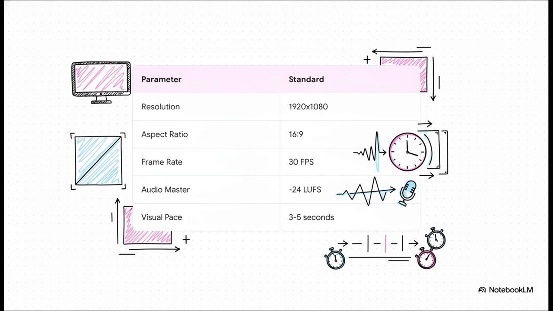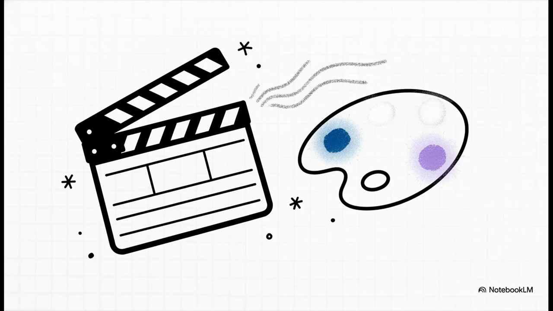On top of that, we maintain a visual pace where the image transitions happen every 3 to 5 seconds. This keeps everything feeling really energetic without giving your viewer visual fatigue. To nail that inspirational, modern startup aesthetic, the entire project leans heavily on a very specific color palette: deep blue, pure white, and these really soft purple glows.